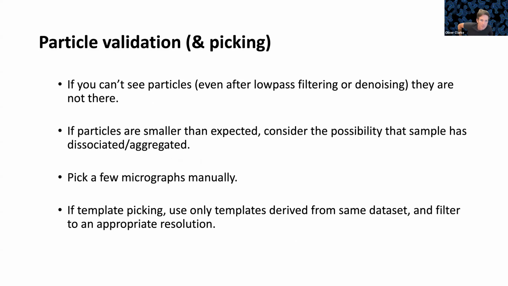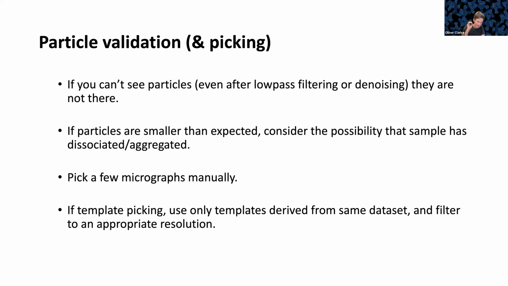Okay, so going through this step by step, thinking first about validation as it applies to particles, but specifically to picking and 2D classification. The first point I want to emphasize, and this one should be really ingrained: if you can't see particles, they are not there, right?